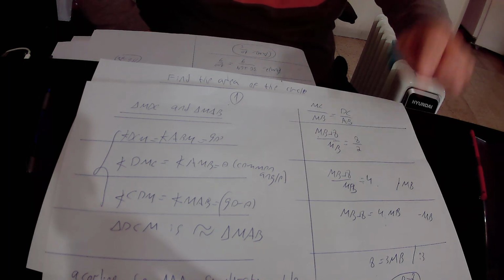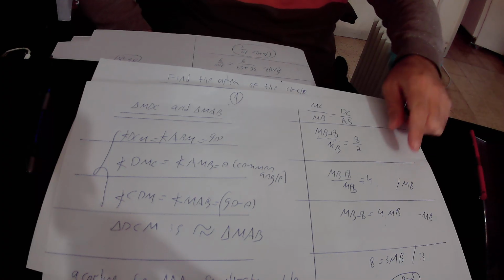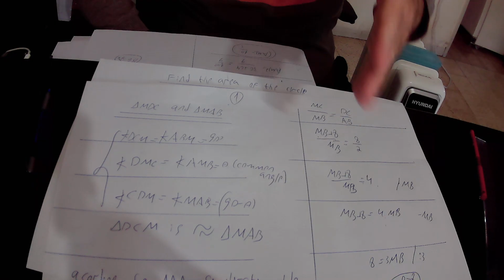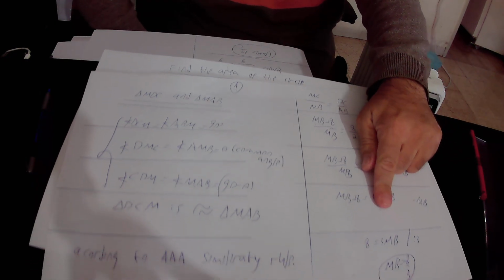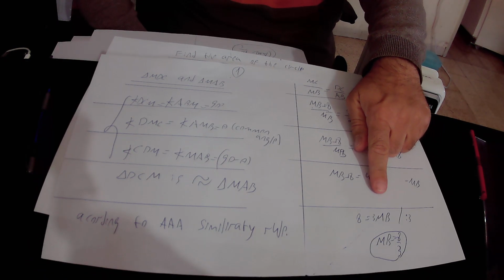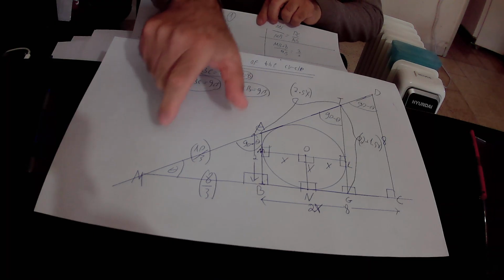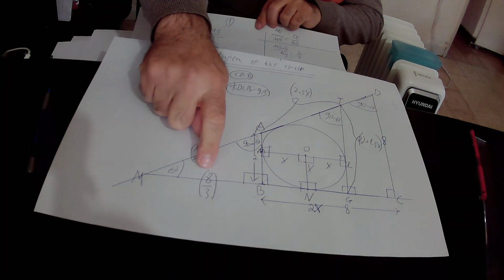We subtract MB from this equation and finally find that 8 equals 4MB minus MB, which is 3MB. 8 equals 3MB. We divide this equation by 3 and finally find that MB equals 8 over 3 units. So the length of line segment MB is 8 over 3 units.